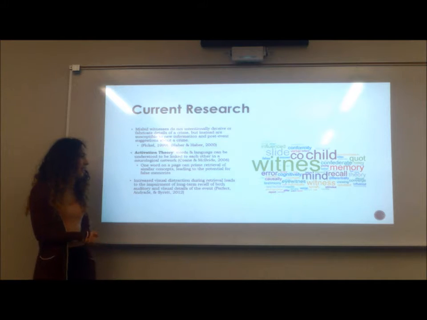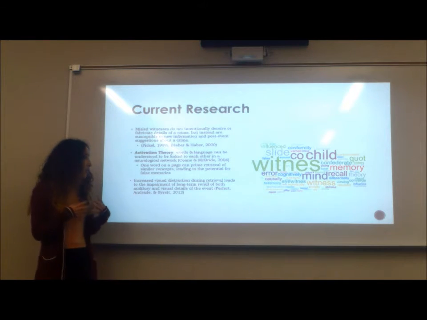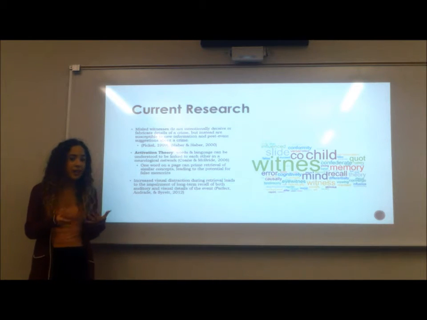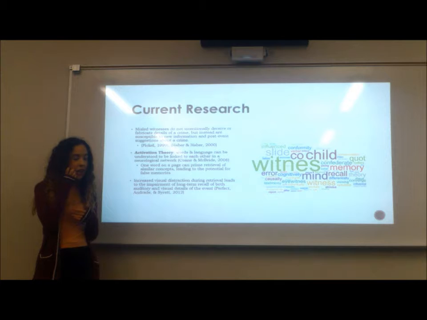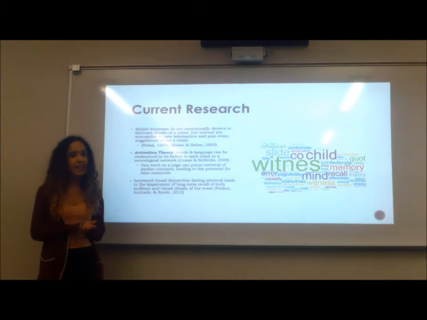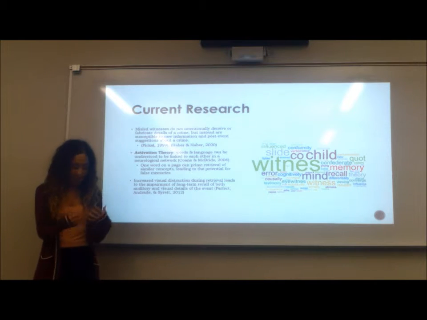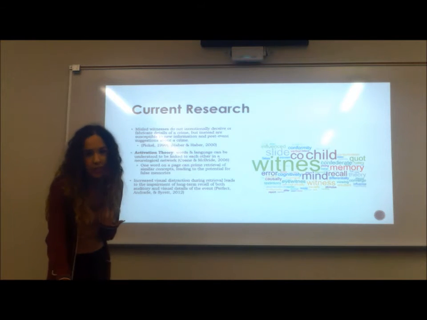According to activation theory and cognitive psychology, words and language can be understood to be linked to each other within a neural net. So one word on a page can prime retrieval of similar concepts, which leads to the potential for false memories, because that word may not have anything to do with what actually happened. And increased visual distraction during retrieval leads to the impairment of long-term recall of both auditory and visual details of the event. So the more visual distraction you have going on around you when you're trying to remember something, that's going to have an impact on how accurate your memory is regarding what you're trying to recall.